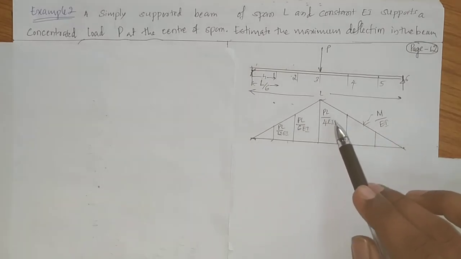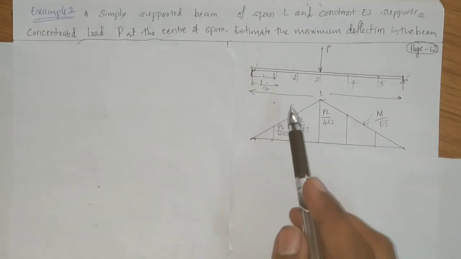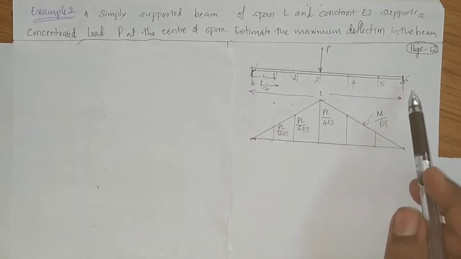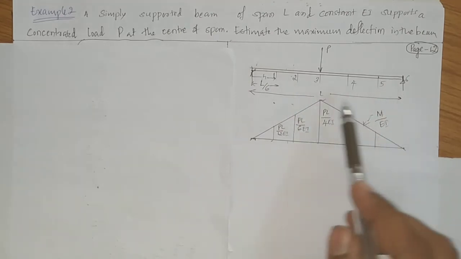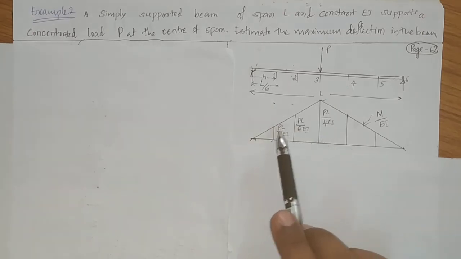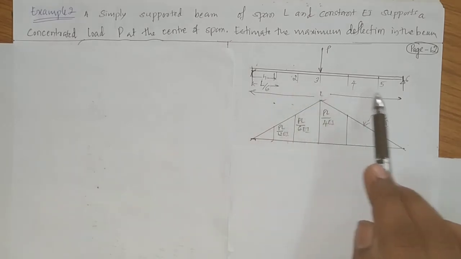PL by 4 EI will be the M by EI diagram, and because it's a finite difference method, we'll have to divide the given beam into a number of parts, number of divisions. So let us divide it into 6 parts. If you divide it, you need to calculate the ordinates at points 1, 2, 3, 4, 5, 6.